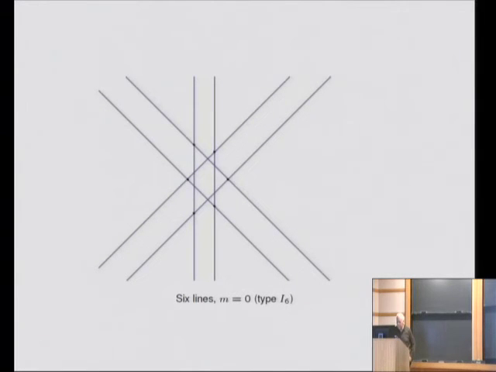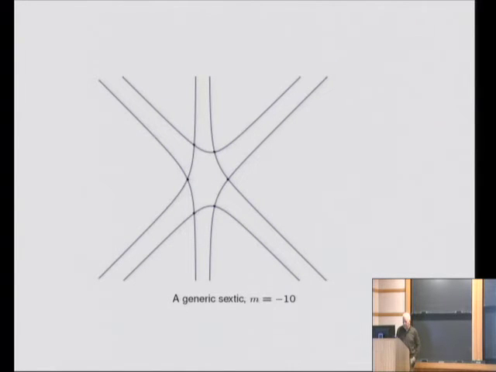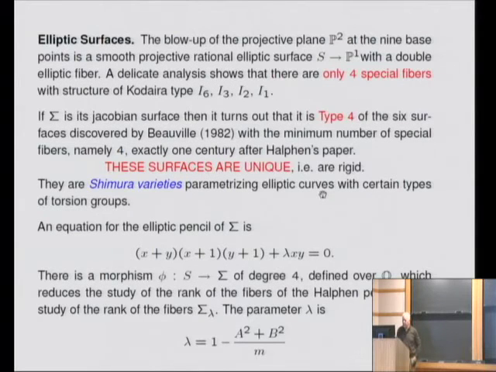Let's see, next one. These are six lines. The generic sextic is at minus a half. Oh, there's a degenerate sextic with an extra double point, which is that little dot in the center, genus zero. That's a generic one again. And then you go back at infinity, the three conics. Three conics, yeah. So you get four singular fibers.